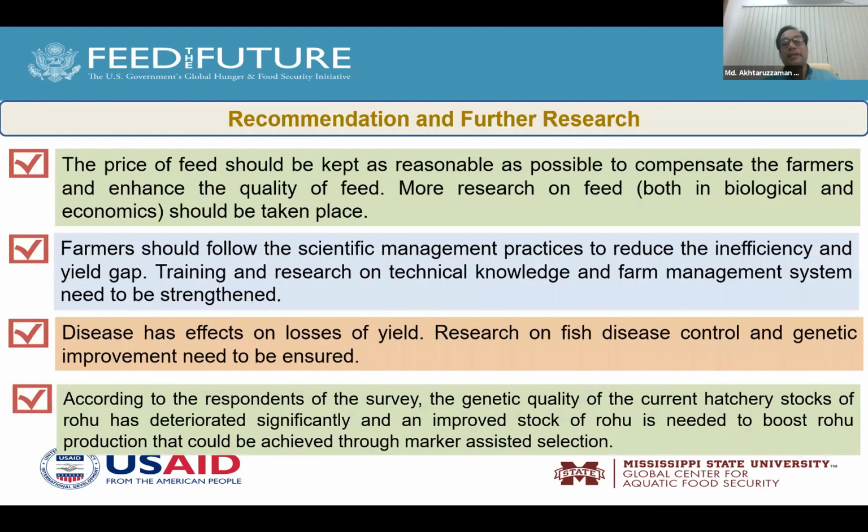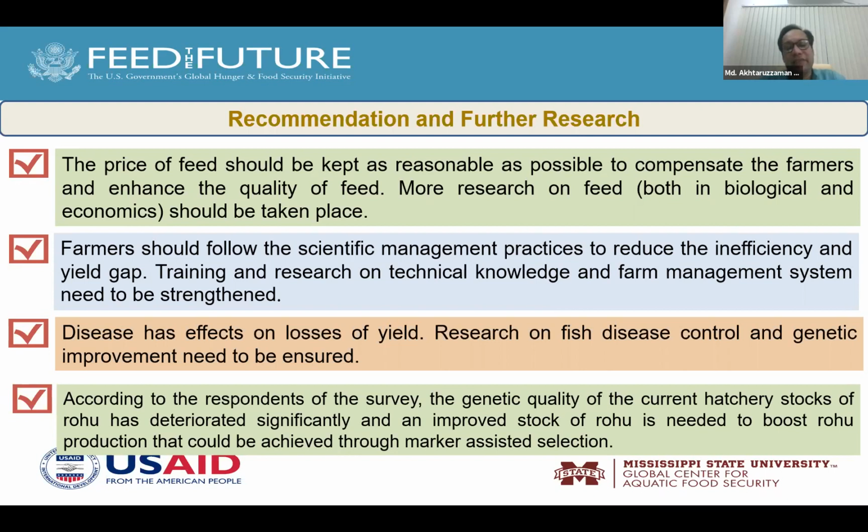Next, please. This is the last slide. Recommendations and further research. The price of feed should be kept as reasonable as possible to compensate the farmers, and the quality of feed should be enhanced. More research on feed should take place. Farmers should follow scientific management practices to reduce the inefficiency and yield gap. Training and research on technical knowledge and farm management systems should be strengthened.